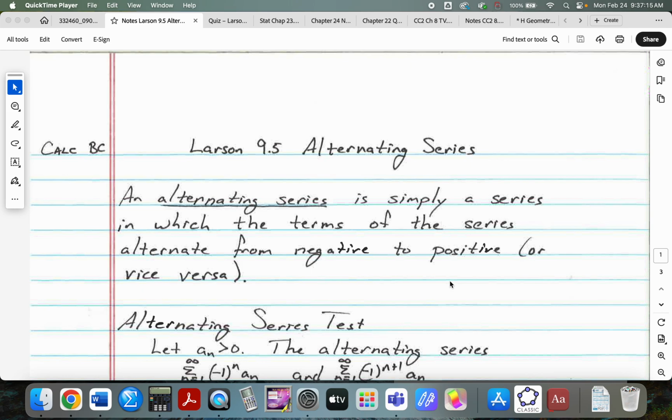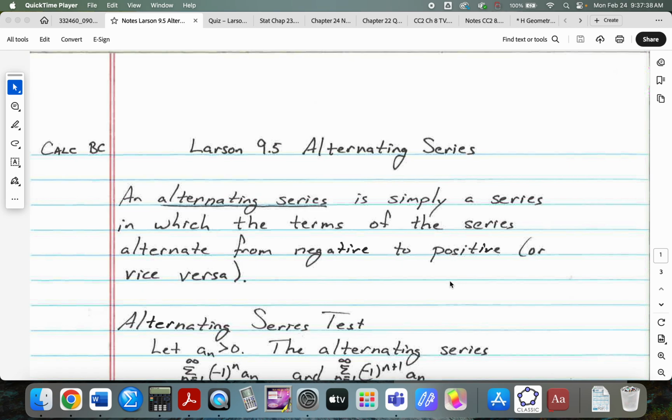Today we're going to look at another type of series and look at its convergence and divergence, and that is an alternating series. Up until now, every series that we have had, one of the things that had to be true is that every term of the series had to be positive, right? We couldn't have any negative terms at all.